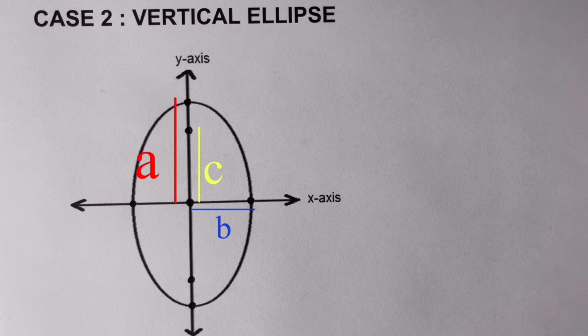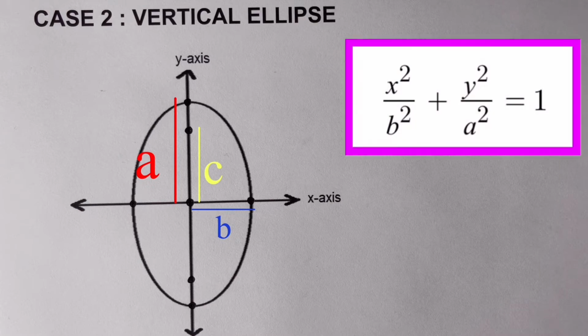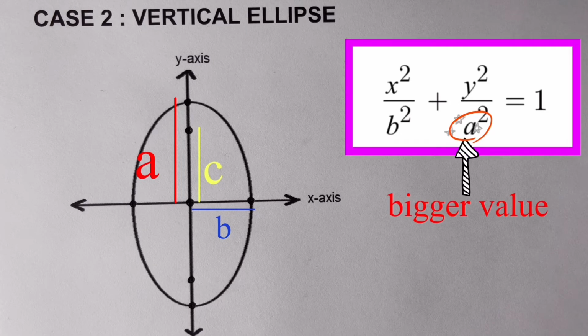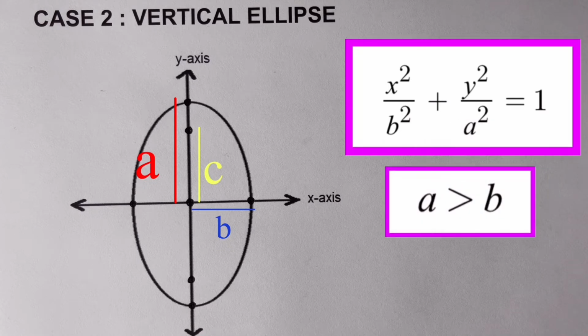Now, using these lengths A and B, we can therefore say that our equation for a vertical ellipse is x squared over b squared plus y squared over a squared is equal to 1. Notice that our a squared is under the y squared. This means that if the denominator under the y squared is bigger than the denominator under the x squared, we get a vertical ellipse. And we also remember that, again, A is always greater than B.